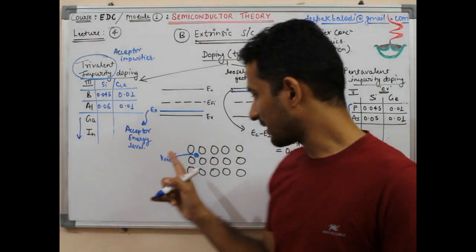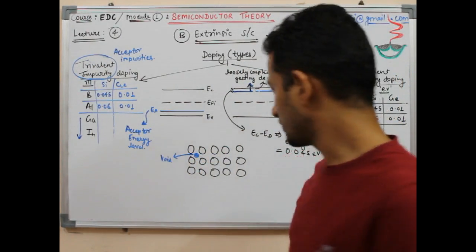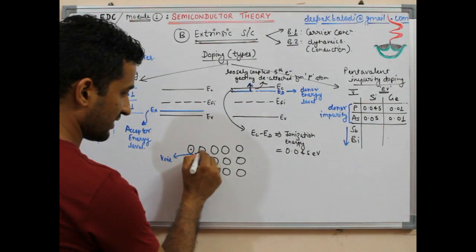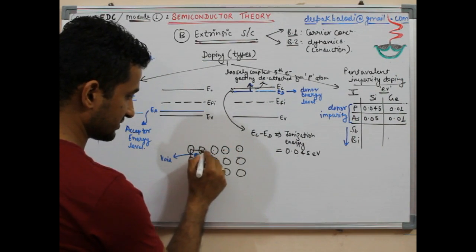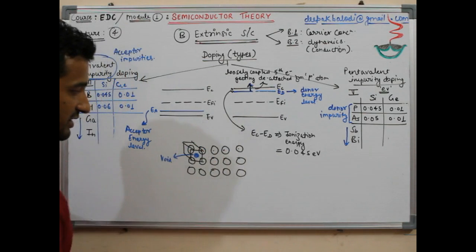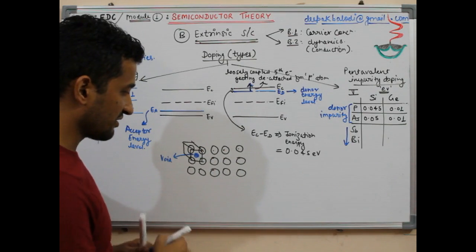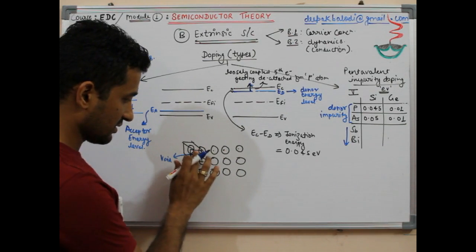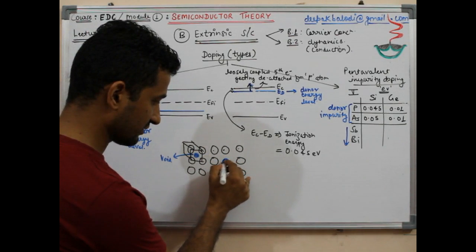So if a boron atom enters here, then this is not a valid lattice point. You know that these are the valid lattice points or lattice centers, like this. So they are making some unit cell geometry in 3D. So only if a boron atom comes, it replaces one silicon atom and enters here.